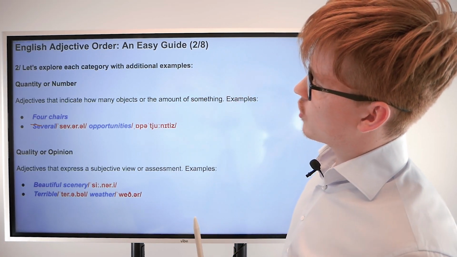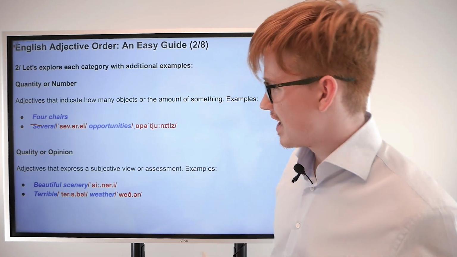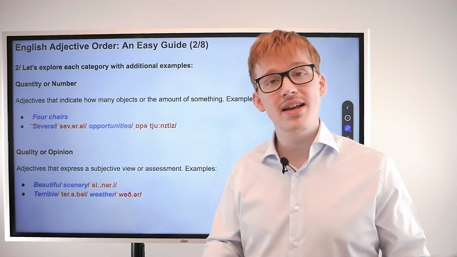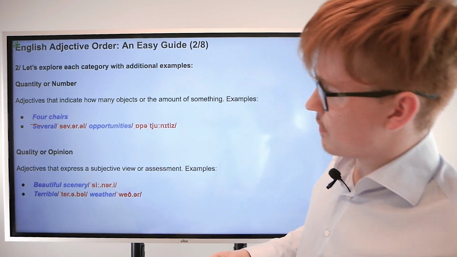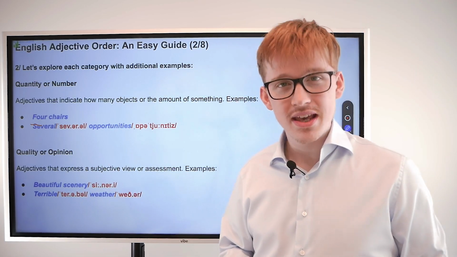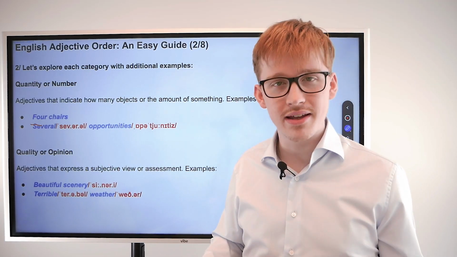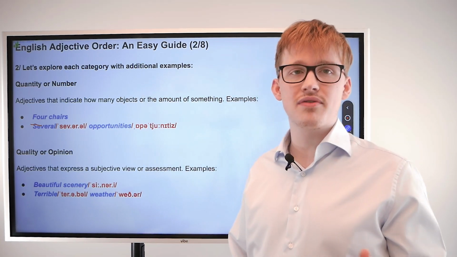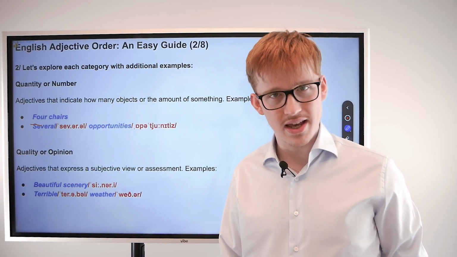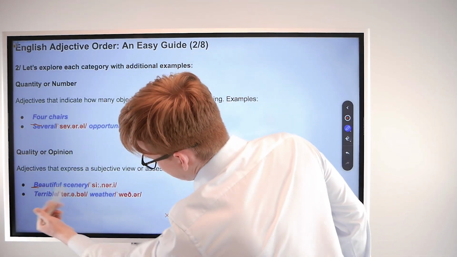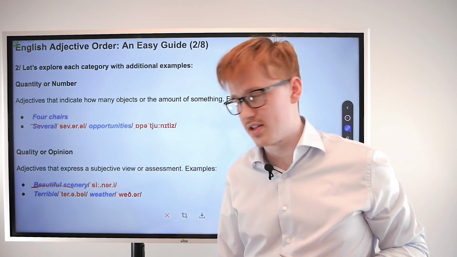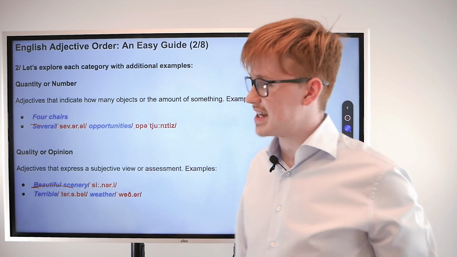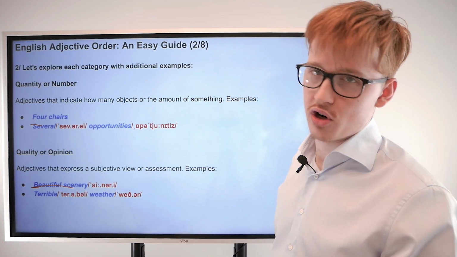Okay, next we have quality or opinion. And what is a quality or an opinion? These are things that are describing something or what you think about something. So let's have a look at some of them. Beautiful scenery. If you say to someone, oh, what do you think of the scenery? They might say, oh, it's a beautiful scenery. And you may also say, oh, that's a beautiful scenery over there, which is describing. So yeah, beautiful is our quality or opinion here. Next we have terrible. It doesn't always have to be a positive thing. It can also be a negative opinion or a quality about something.